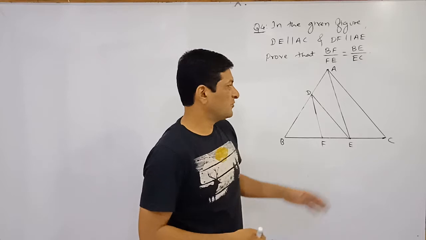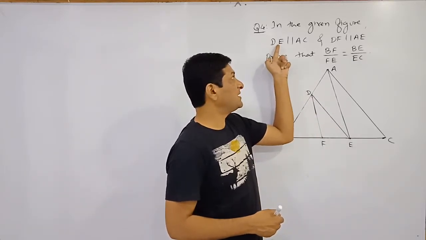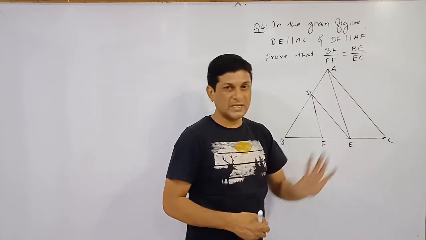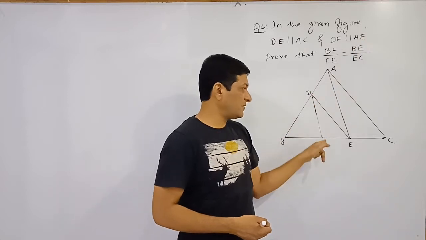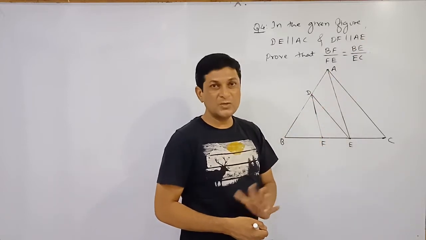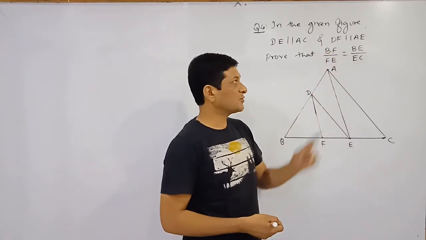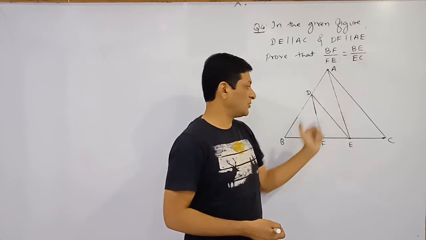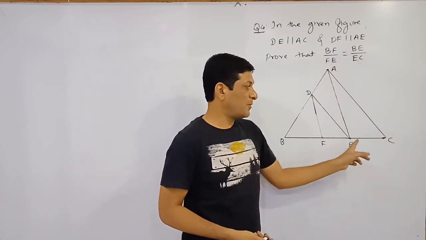So in question number 4, one figure is given to us, and in this figure it is given to us that DE is parallel to AC. So here this DE is parallel to AC, and DF is parallel to AE. Using this condition, we have to show that these two ratios are equal. So BF upon FE is equal to BE upon EC.